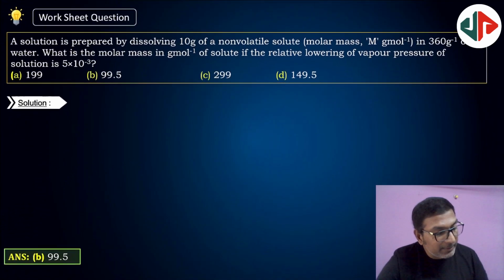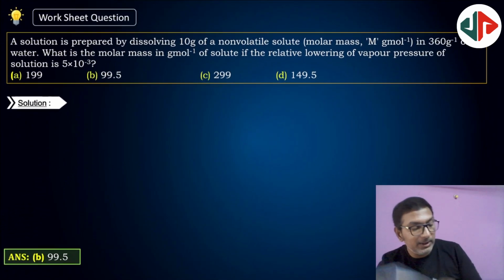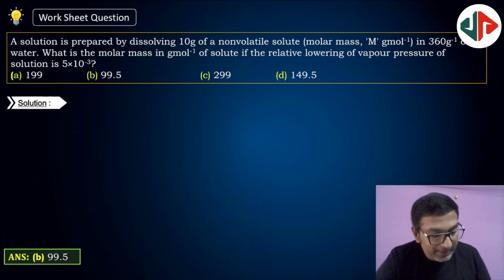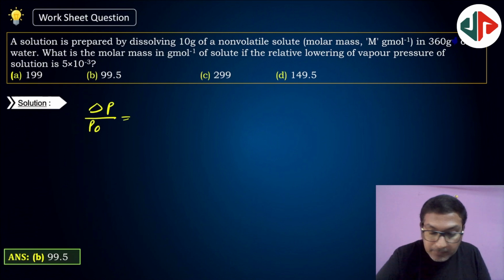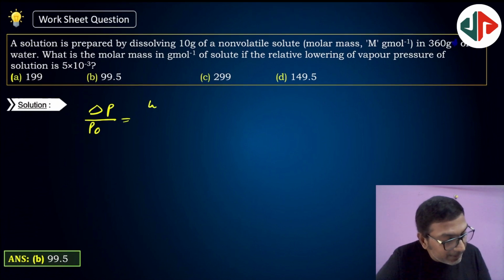A solution is prepared by dissolving 10 grams of non-volatile solute with molecular mass M in 360 grams of water. What is the molar mass in grams per mole? That means relative lowering delta P by P naught equals, so relative lowering of vapor pressure is given by delta P by P naught, Wb by Mb.